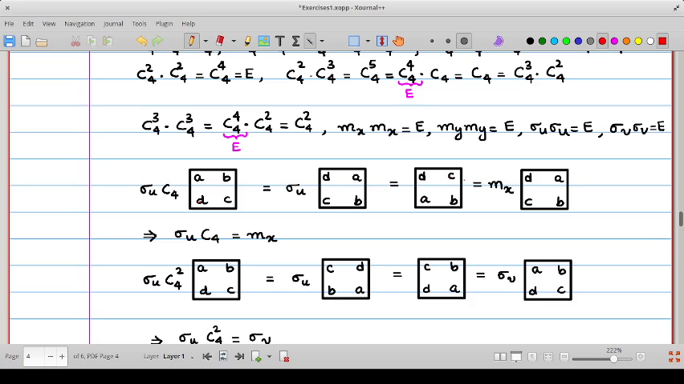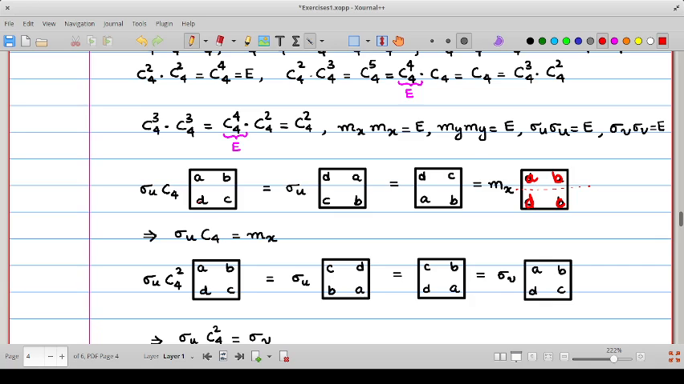But now consider this A, B, C, D. Okay. Now consider the action of mx on this state A, B, C, D, which will be like this. Mx is the reflection about the plane given by this line. The plane is perpendicular to the square, and this line lies in that plane.